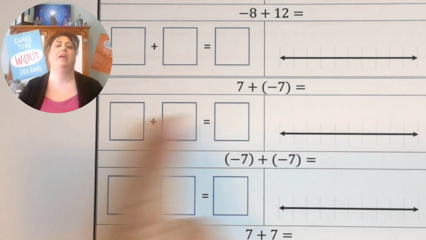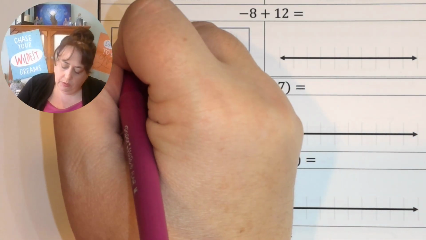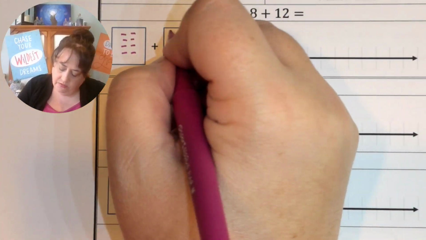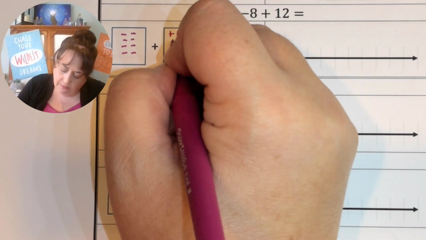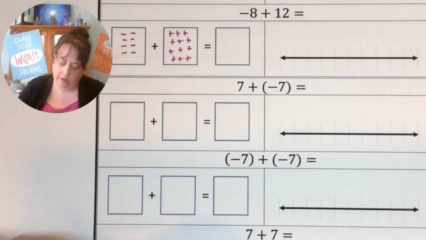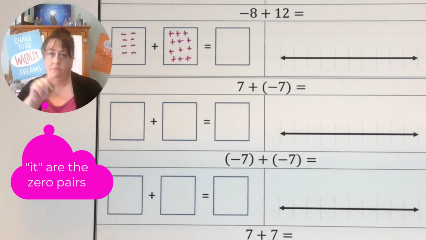All right, -8 plus 12. So -8. 1, 2, 3, 4, 5, 6, 7, 8. And positive 12. 1, 2, 3, 4, 5, 6, 7, 8, 9, 10, 11, 12. And I'm actually just going to cross them out this time. So I'm going to go 1 for you, 1 for you.